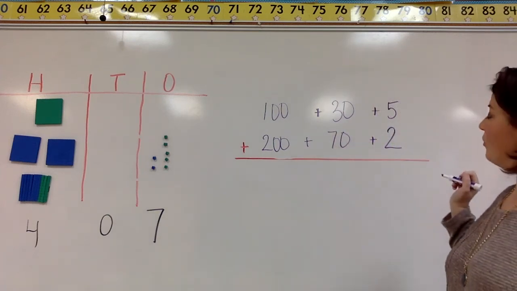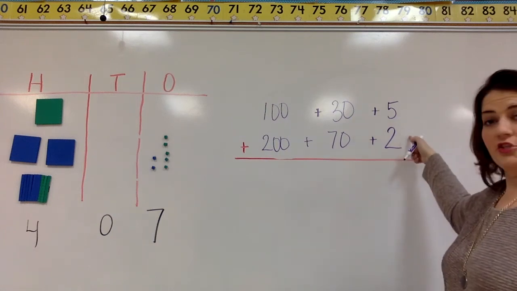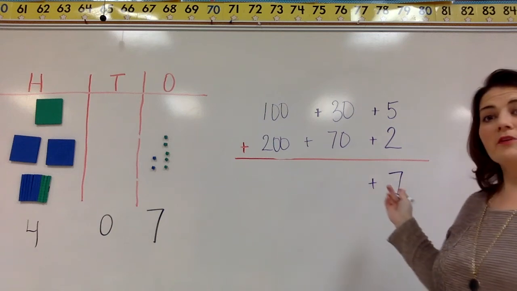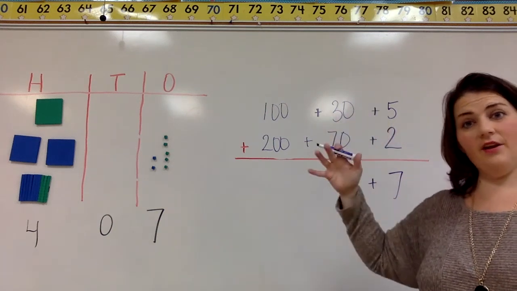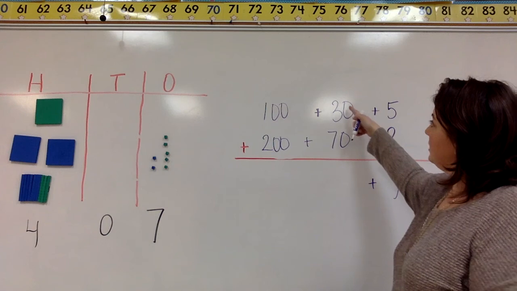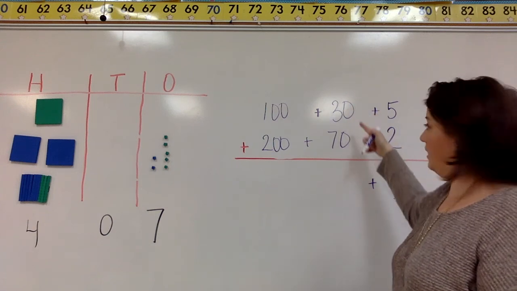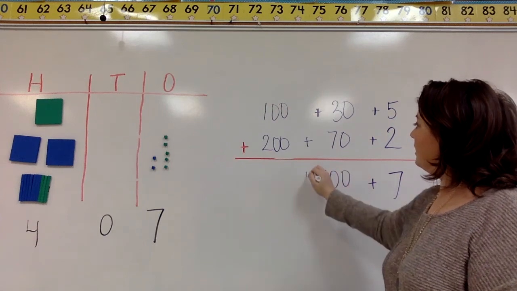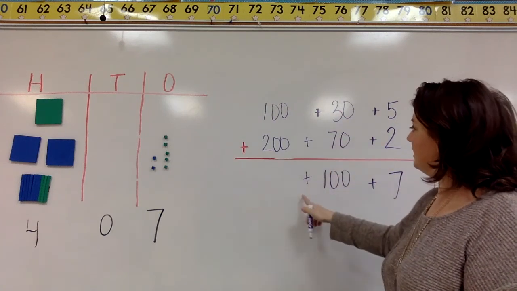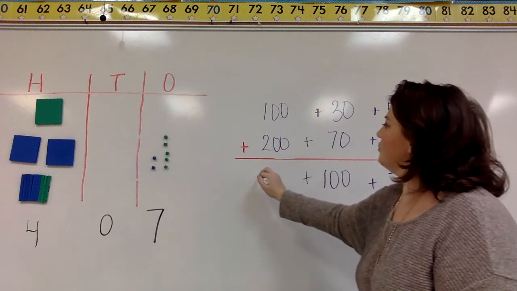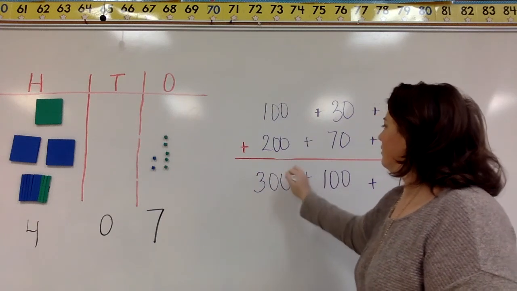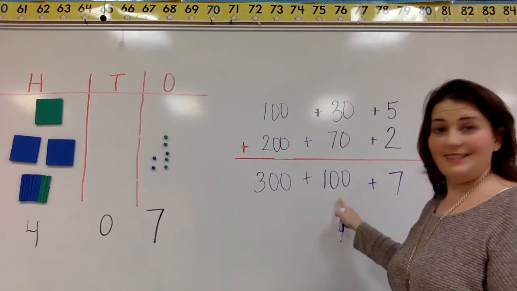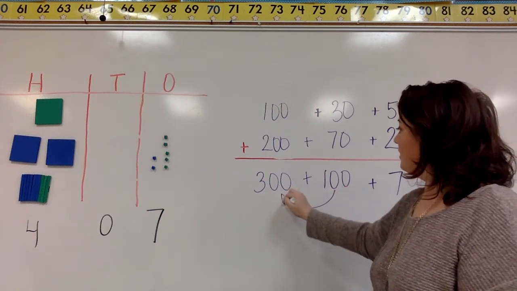All right. We'll add our ones together. 5 ones plus 2 ones is 7. That's a single digit number, so we don't have any tens to carry over. Now we're going to add our tens. 3 tens, or 30, plus 70 is going to be 100, because 3 plus 7 is 10. And now 100 plus 200 is 300. Well, we can't leave it like that, because this 100 can't stay in the tens place. He's got to go over there where he belongs.